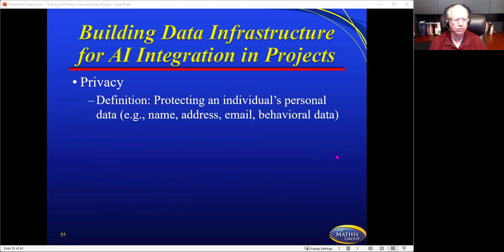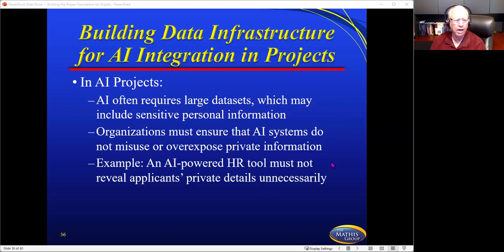So privacy, the point is definition: protecting an individual's personal data, name, address, email, behavioral data, so that people are not able to pick us out. People are not able to tap into those types of things. All of that's going to be very important, obviously. In all of this, AI often requires large data sets. We've referred to that. So organizations must ensure that AI systems do not misuse or overexpose private information. That means that as it's working on something, it's not telling somebody else something to where they could track me down, call me, or send me something.